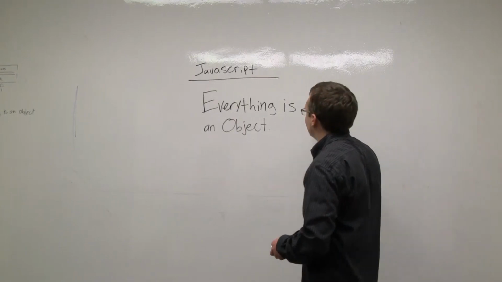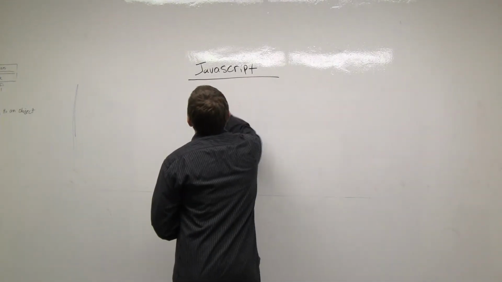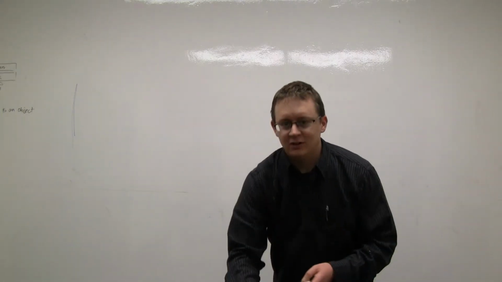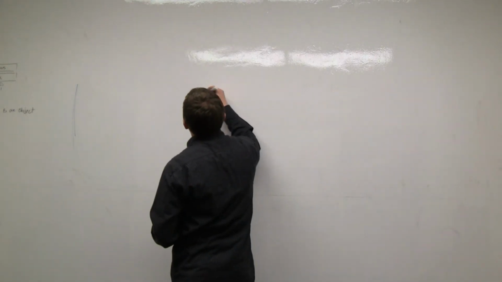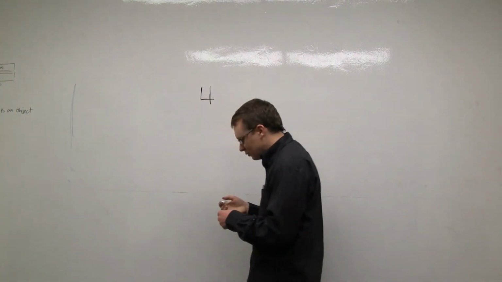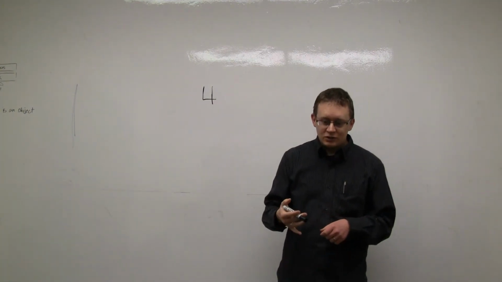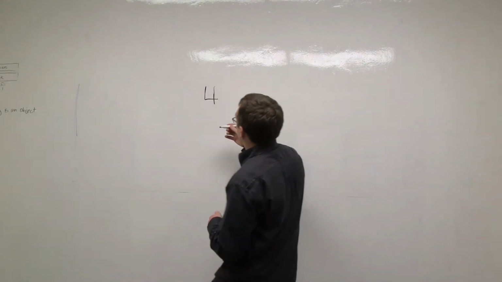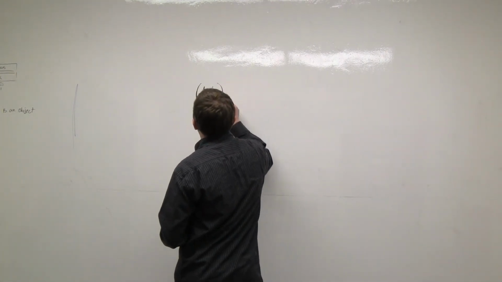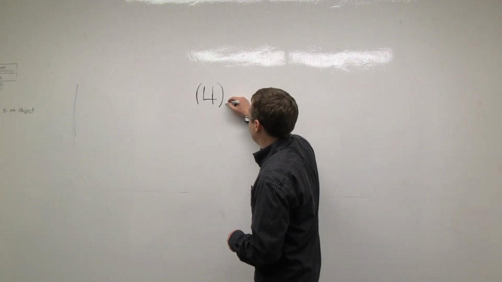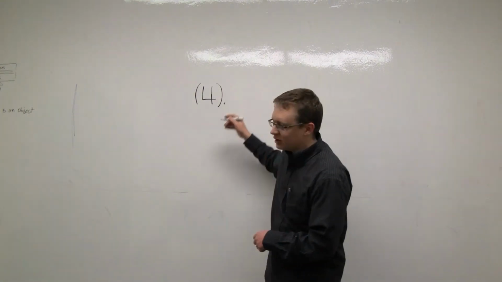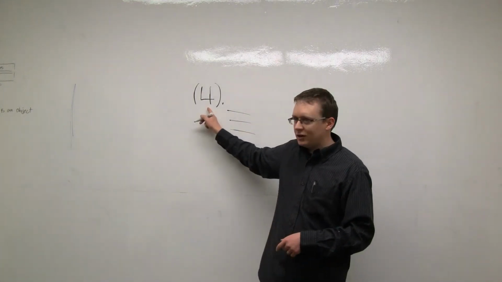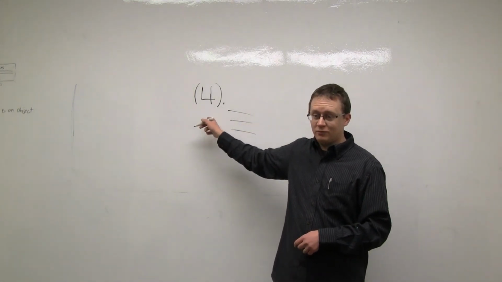So how can you prove that a number is an object in JavaScript? All right. So let's start with the number 4. If you open your JavaScript console in Chrome or anything else, you can do something like this. You wrap 4 in parentheses, say dot, and then you'll see that Chrome shows you a bunch of methods and properties that are on this number, 4.